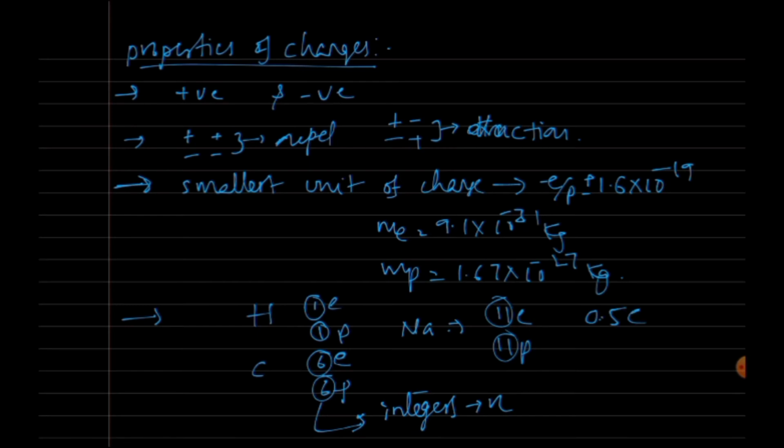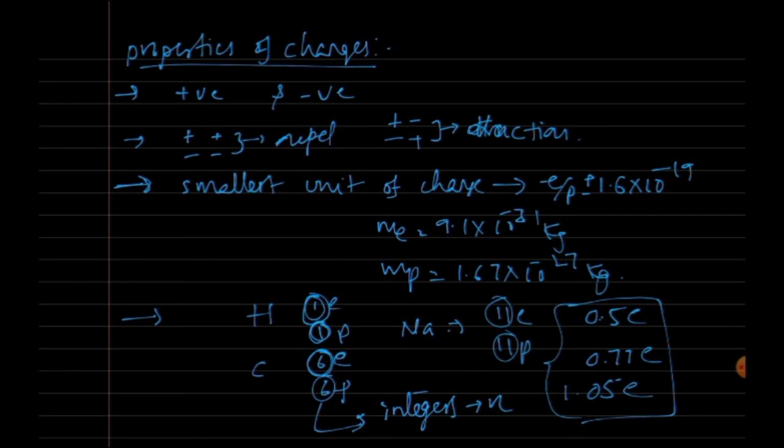There is a calcium atom with 0.5 electron, or another atom with 0.75 electron, or 1.05 electrons. Have you heard such a charge anywhere? You might not have heard this kind of charge, because charge is always available in integer multiples, like 1 into e, 2 into e, 3 into e, n into e.